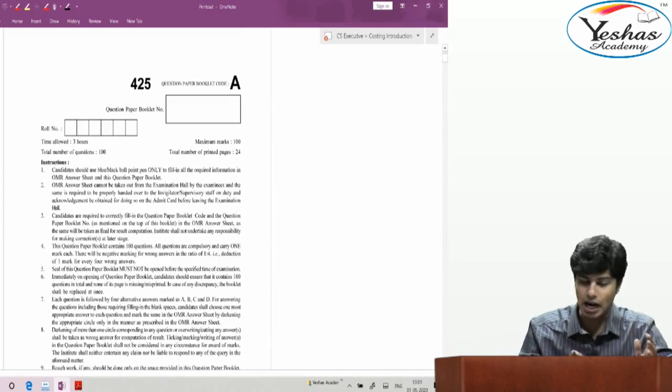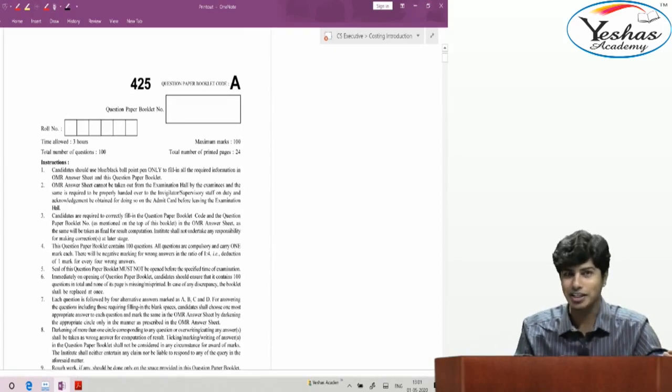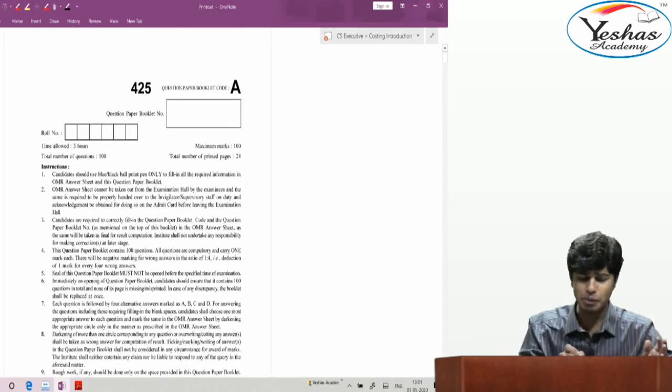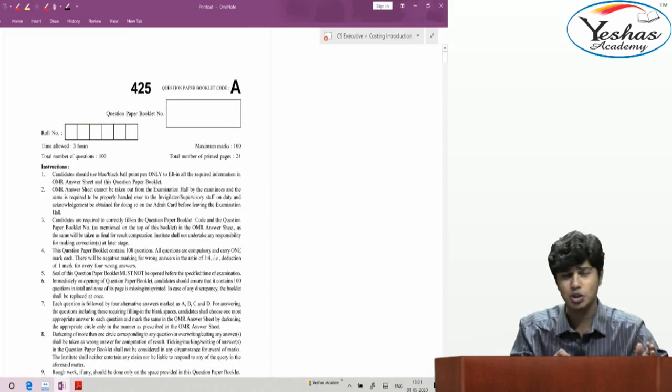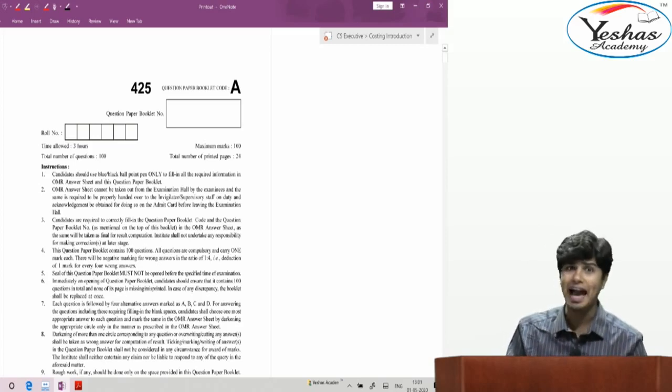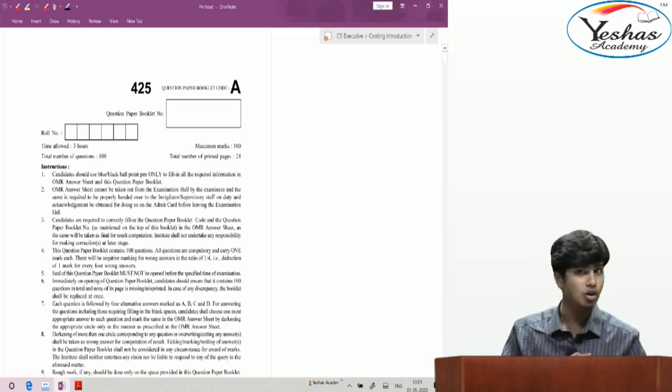So this is how your question paper will look when you take it in hand whenever the exam is being conducted. You have a question paper booklet number, so you need to write this question paper booklet number in the OMR sheet and the OMR booklet number in the question paper. And you've got to use only and only a black or blue ballpoint pen, not a gel pen, not an ink pen. So that's something you've got to note.